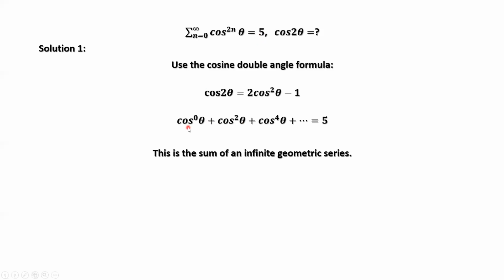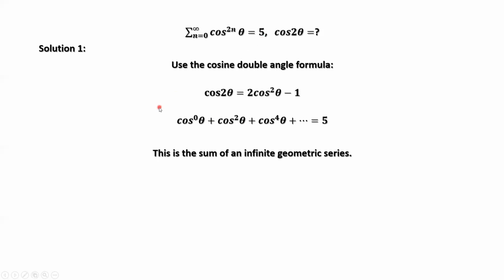That means cosine theta cannot be 1 or negative 1. Since the power is an even number, if cosine theta equals 1 or negative 1, the left-hand side equals positive infinity, cannot be 5.